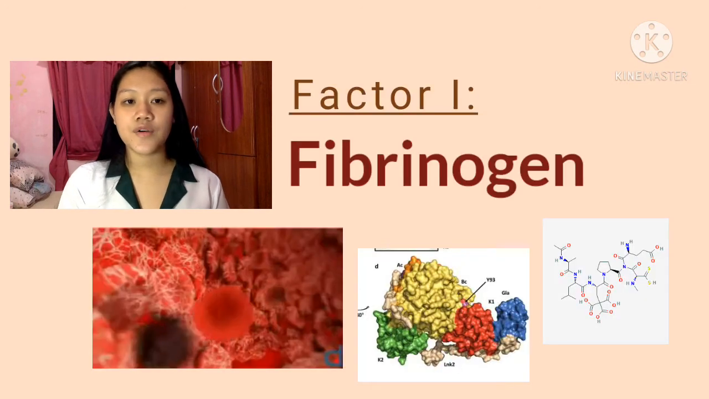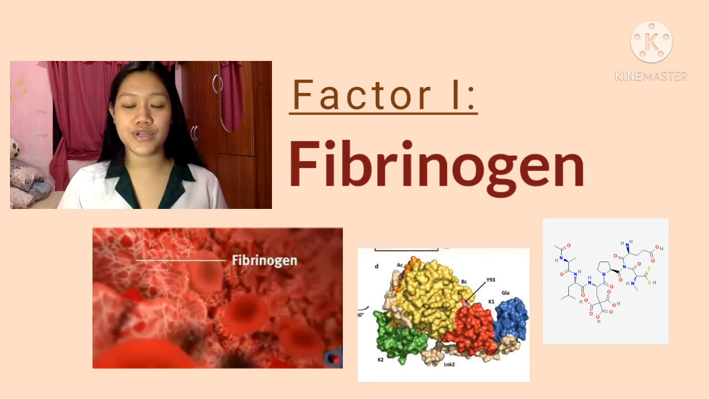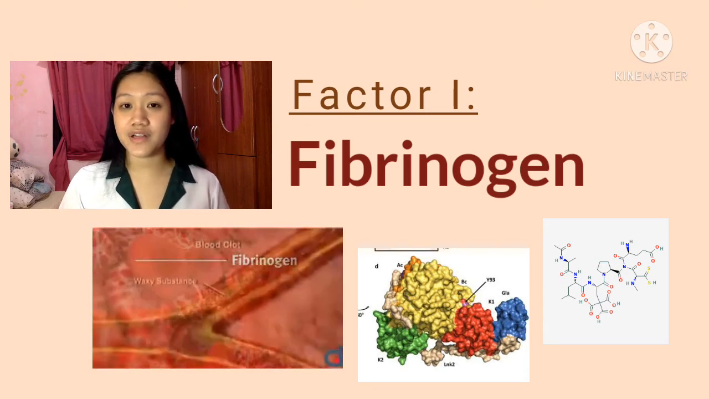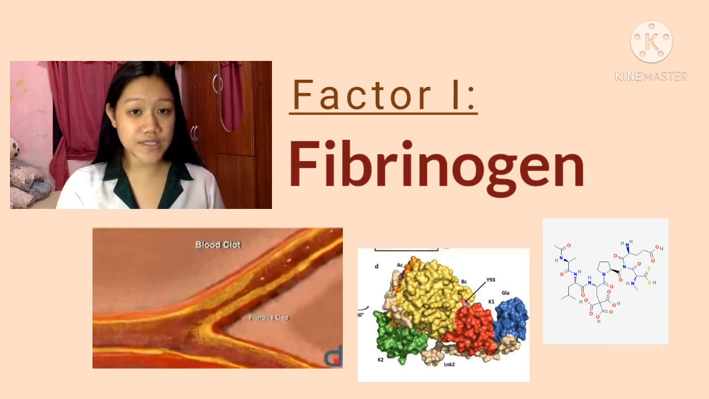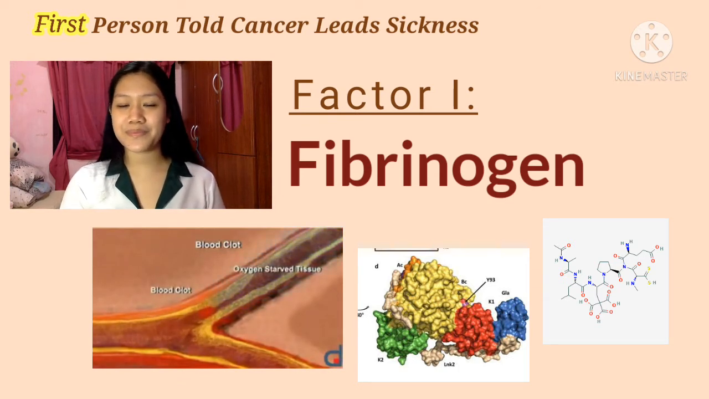So these specifically stand as factor 1, fibrinogen. From the word fibrinogen, we have the letter F, which stands as first in our mnemonic. It functions as a thrombin substrate. What that does is that it polymerizes to form fibrin.